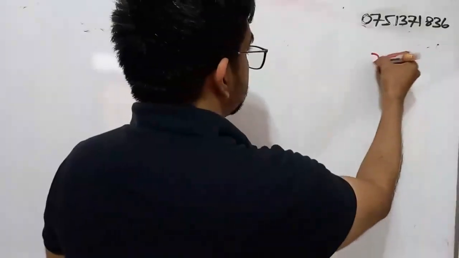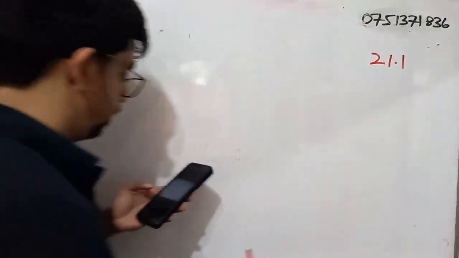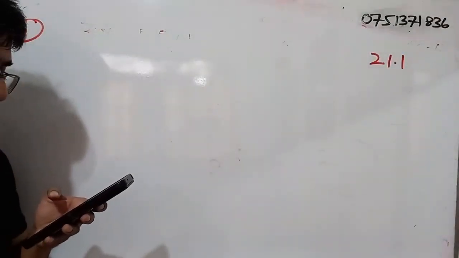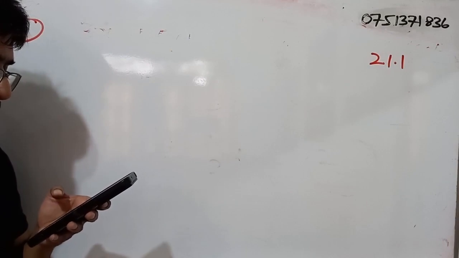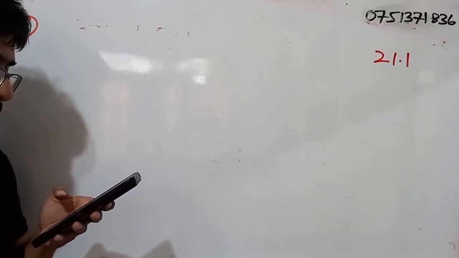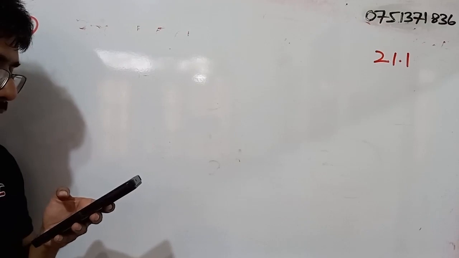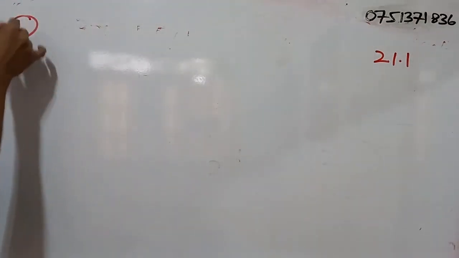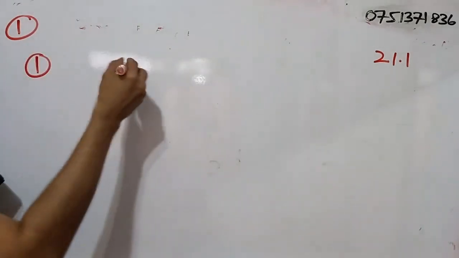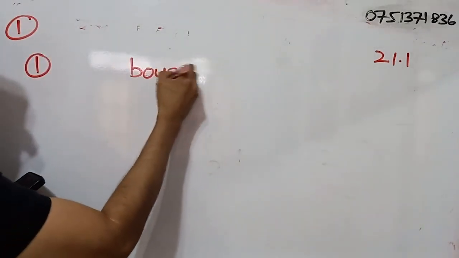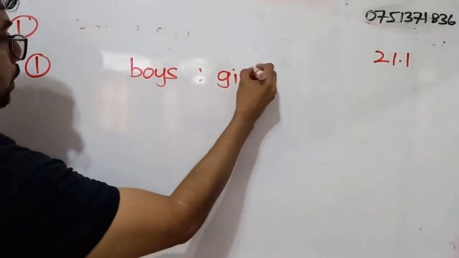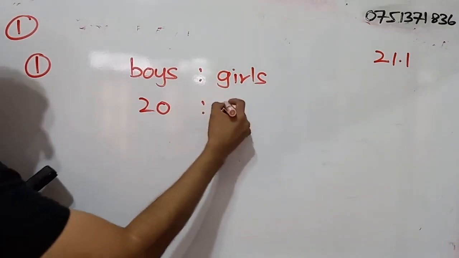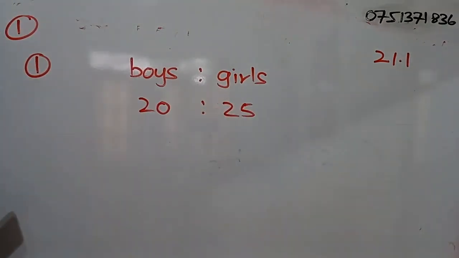Right. Exercise 21.1, question number 1. Write down the ratio for each of the following examples and express it in simplest form. First one, the number of boys in a class is 20 and the number of girls is 25. Right. So question number 1, part 1. So we have boys to girls. Right. So the number of boys is 20 to the number of girls is 25.